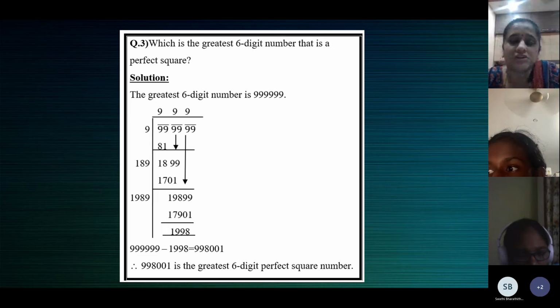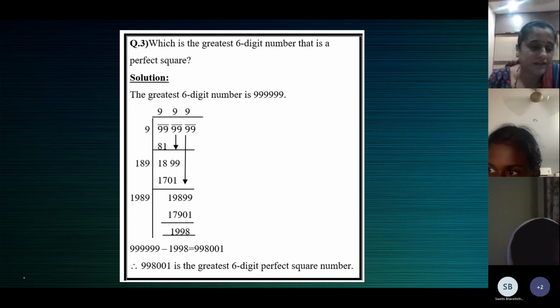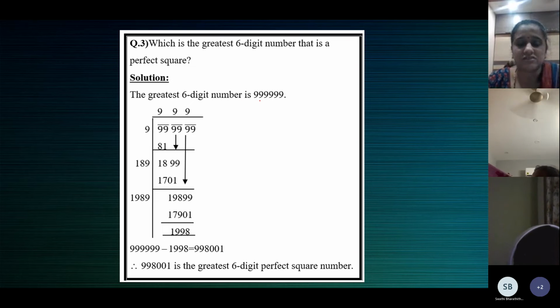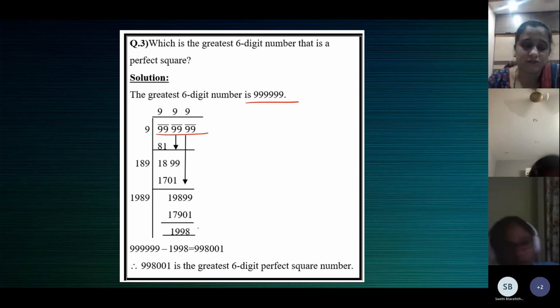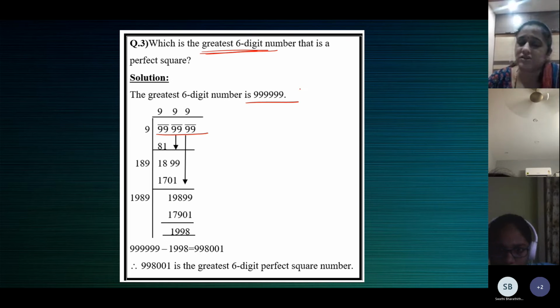Since you have to find the greatest 6-digit number that's a perfect square, you make use of the greatest 6-digit number. Use that number and perform the long division. Remember, to answer such questions, you have to use the long division method. You should remember the procedure. If you do the prime factorization method, you cannot get it.